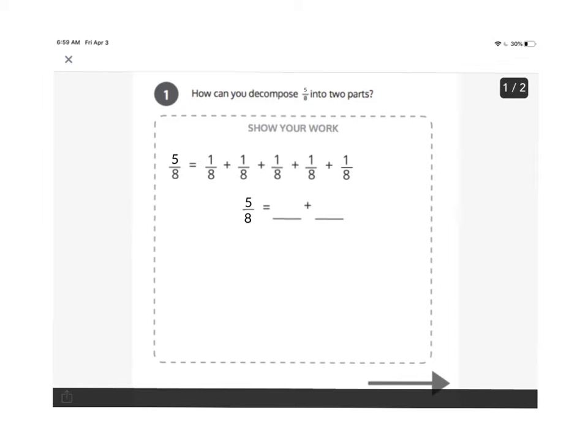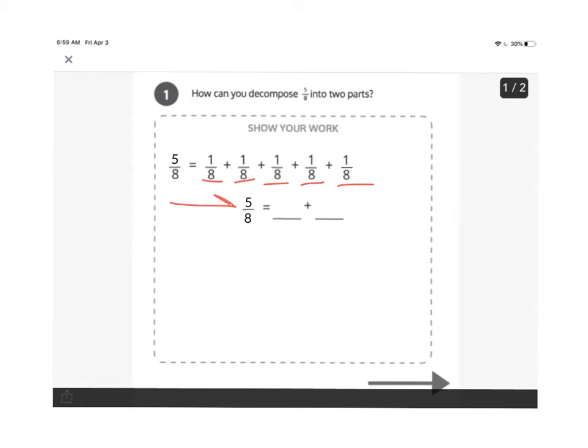The first question you're looking at is how to decompose a number into two parts. So the fraction we're looking at in this example is 5/8. Right here, it already gives you 5/8 broken down into 5 different parts. So each part, 1, 2, 3, 4, 5, is just decomposed into 5 parts.